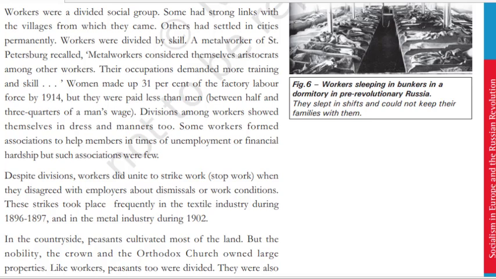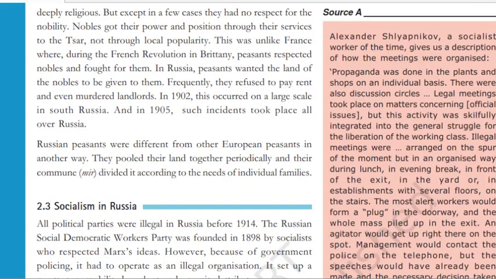Like workers, peasants too were divided. They were also deeply religious. But except in a few cases they had no respect for the nobility. Nobles got their power and position through their services to the Tsar, not through local popularity. This was unlike France where, during the French Revolution in Brittany, peasants respected nobles and fought for them.